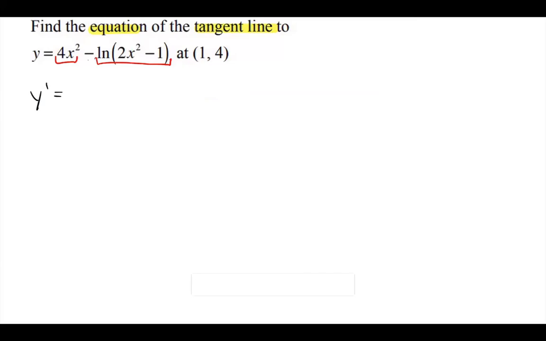So we had two terms there, like I said before. Really we're finding the derivative of both. The derivative of the first term, 8x, minus the derivative of the second term. The derivative of the second term is a log.